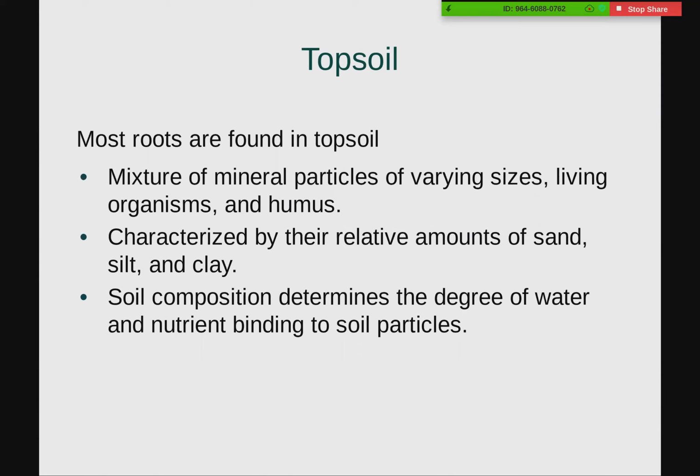Now, interestingly enough, depending on where you go in the world, you'll have more sand versus silt versus clay. So, for instance, here in Boston, we have quite a bit of silt and clay versus, say, the American Southwest, which has a lot of sand with very little silt and clay. So, again, depending on where you are, the ratio of sand and silt to clay in the topsoil does vary. Now, the soil composition also determines the degree of water and nutrients that bind to soil particles. So sandy soils hold on to very little water, silty and clay soils hold on to very much more water.